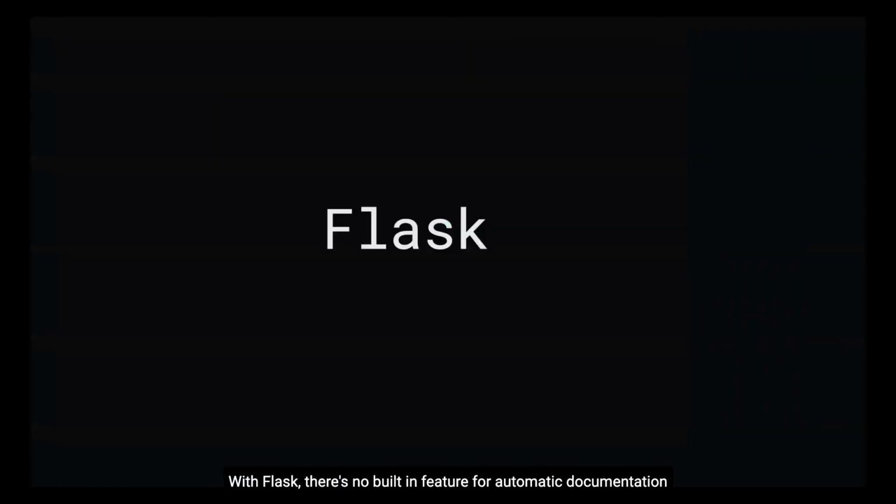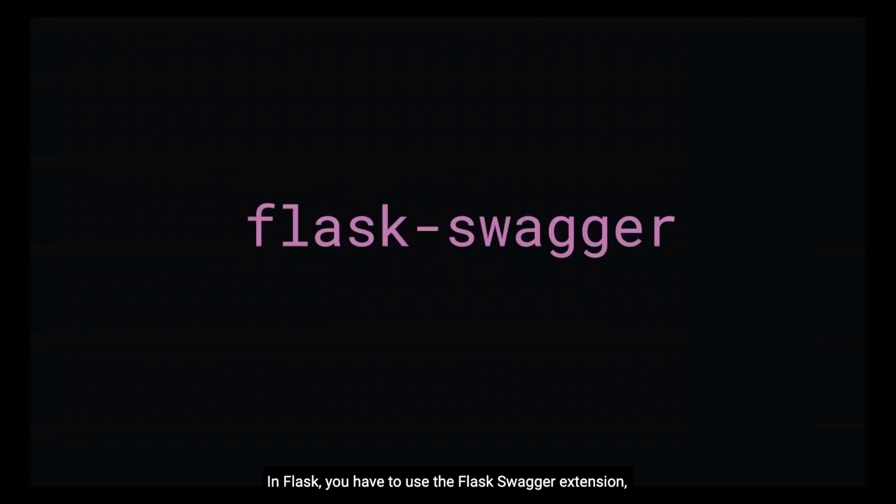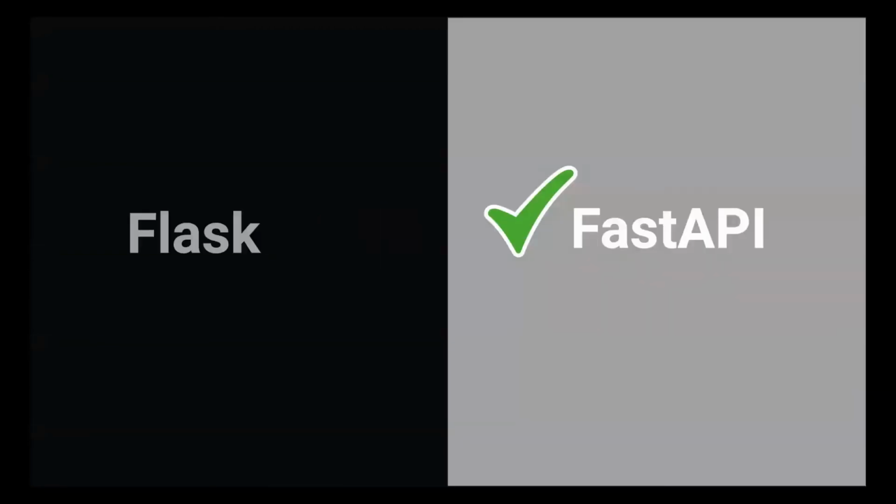With Flask, there's no built-in feature for automatic documentation generation. You have to use the Flask Swagger extension, which requires a lot of configuration, as it doesn't come out of the box with Swagger. Automatic documentation comes out of the box with FastAPI, so you don't have to install anything. And it uses Pydantic out of the box as well.